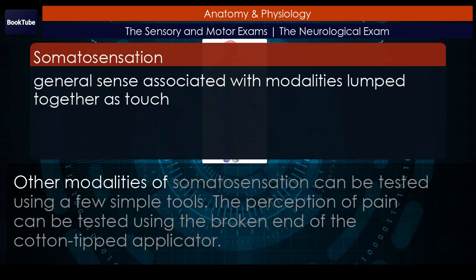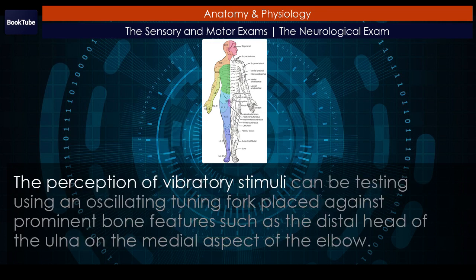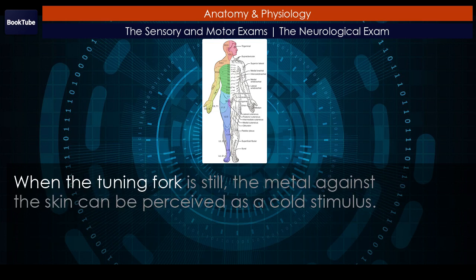Other modalities of somatosensation can be tested using a few simple tools. The perception of pain can be tested using the broken end of the cotton-tipped applicator. The perception of vibratory stimuli can be tested using an oscillating tuning fork placed against prominent bone features such as the distal head of the ulna on the medial aspect of the elbow. When the tuning fork is still, the metal against the skin can be perceived as a cold stimulus.